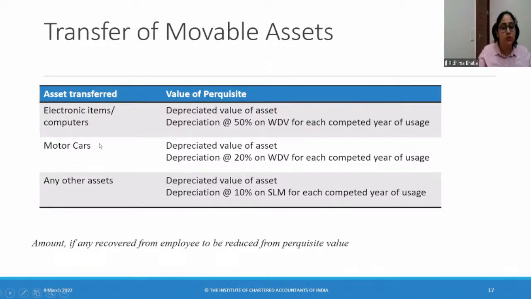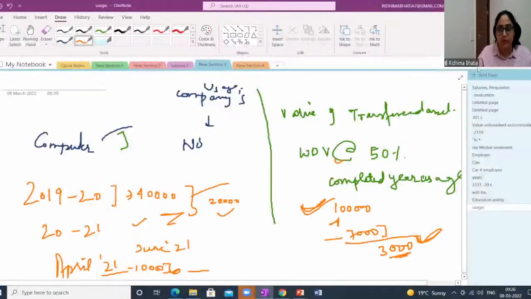50% for computers, calculate the written down value on written down value basis. Motor cars, 20%. Calculate the written down value for each completed year of usage. And if there is any other asset, calculate the value based on SLM basis. Based on SLM basis.